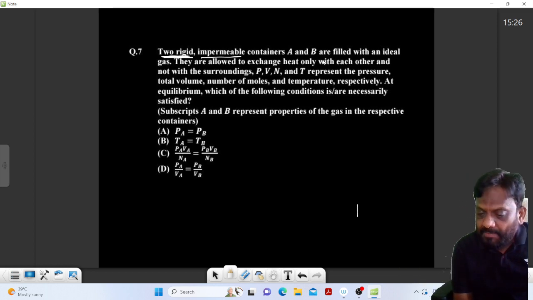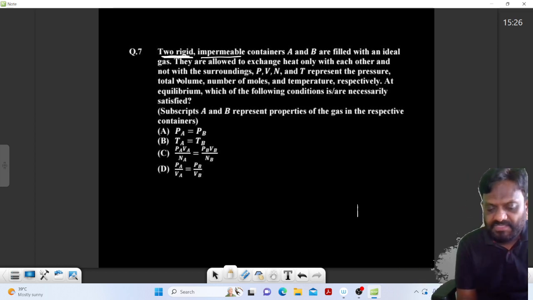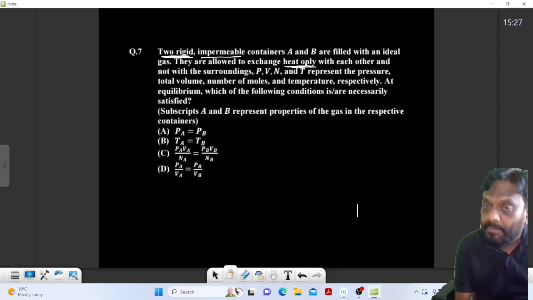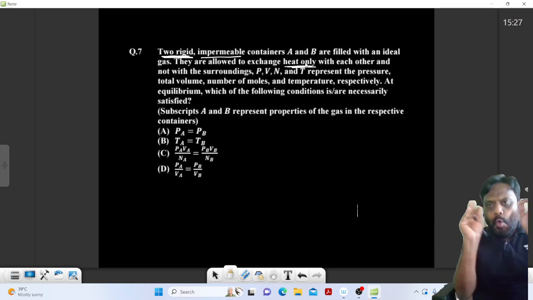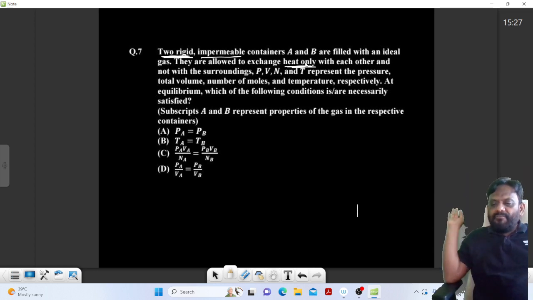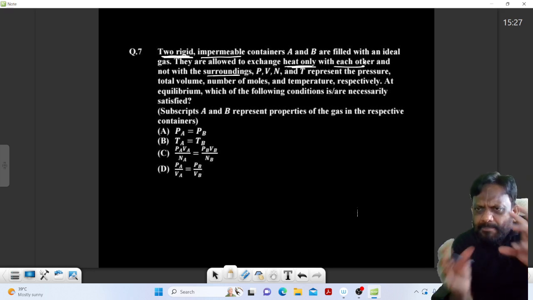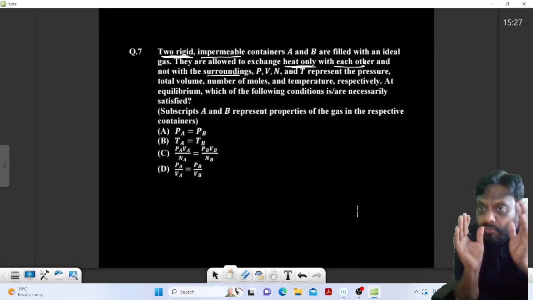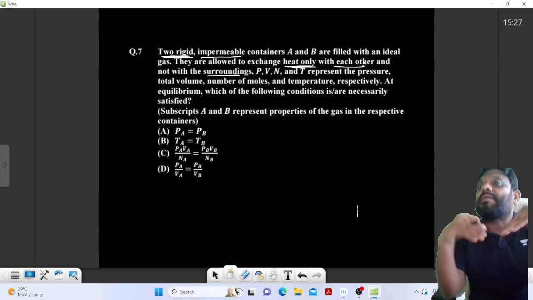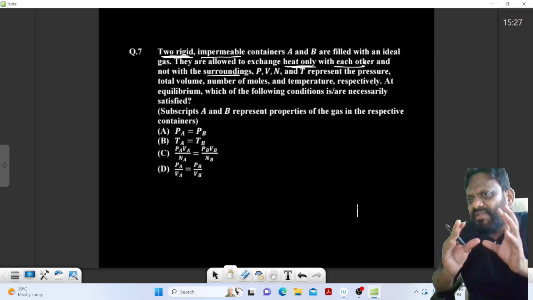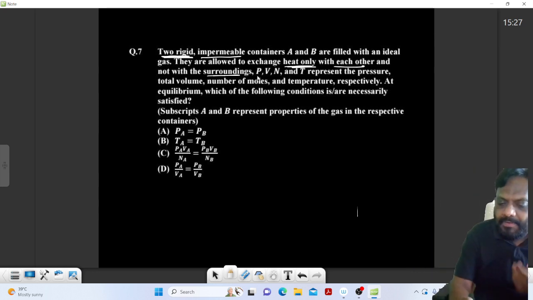Two rigid containers A and B are filled with ideal gases. They allow exchange of heat only, which means no question of work transfer, only heat exchange with each other and not with the surroundings. A and B can transfer heat with each other, but they cannot transfer with the surroundings, so internally they are transferring with each other. Okay, now PV = nRT, pressures and temperatures. Now n is the number of moles at equilibrium. He is asking which one is correct.